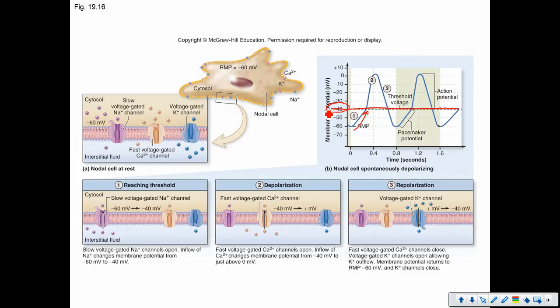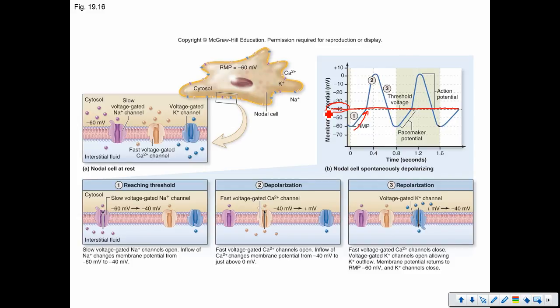But if I push with sufficient pressure, now the toilet flushes. If I push twice as hard on the handle, is it going to flush twice as fast or twice as much? No, it flushes the same. So as long as you reach threshold, you're going to get an action potential. Now, remember, an action potential is where you see a rapid depolarization. What's happening is you are opening up these voltage-gated sodium channels.